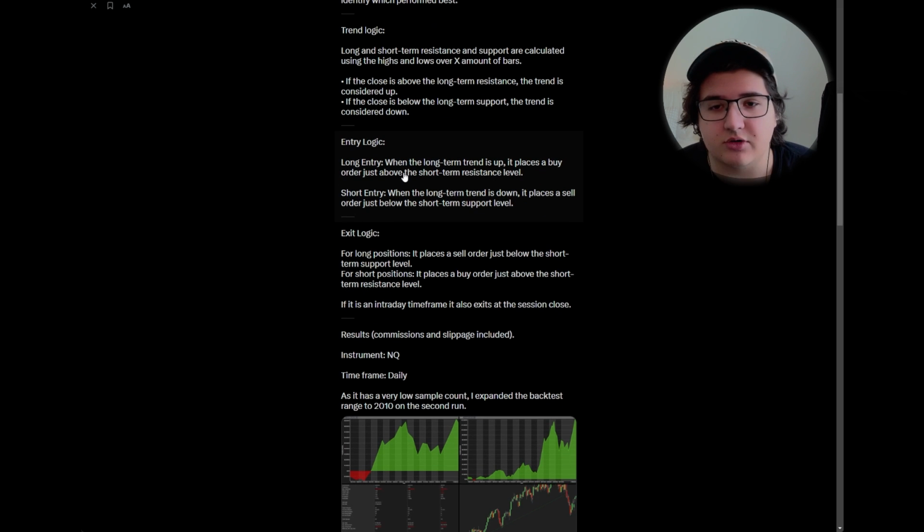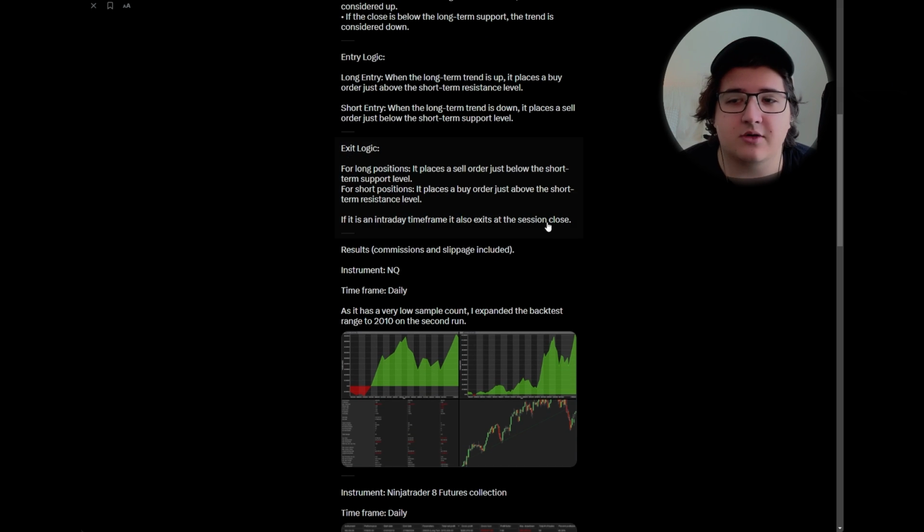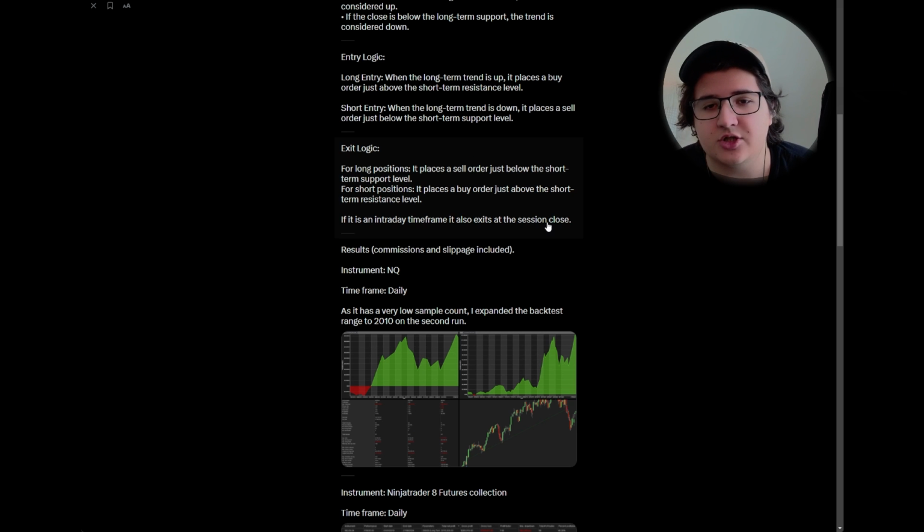Now for the actual entry logic, we're going long when the long-term trend is up. It places a buy order just above the short-term resistance level, and the short entry is when the long-term trend is down and it places a sell order just below the short-term support level. For exit logic, for long positions, we place a sell order just below the short-term support level, and for short positions, we place a buy order just above the short-term resistance level.